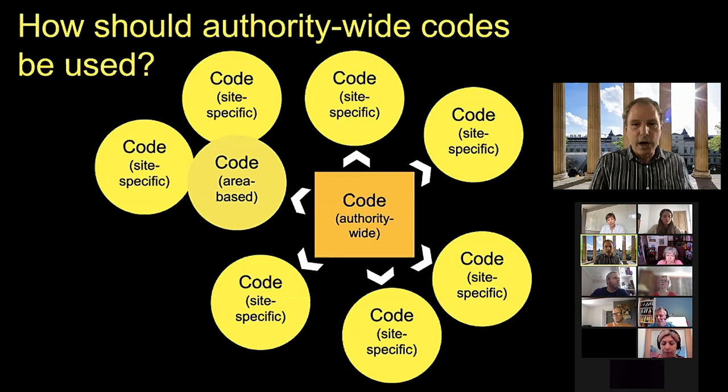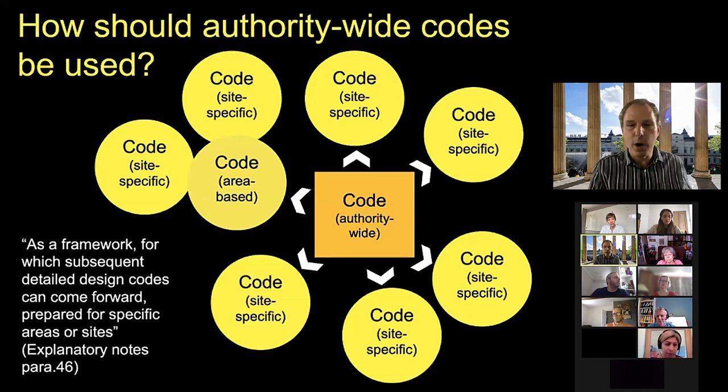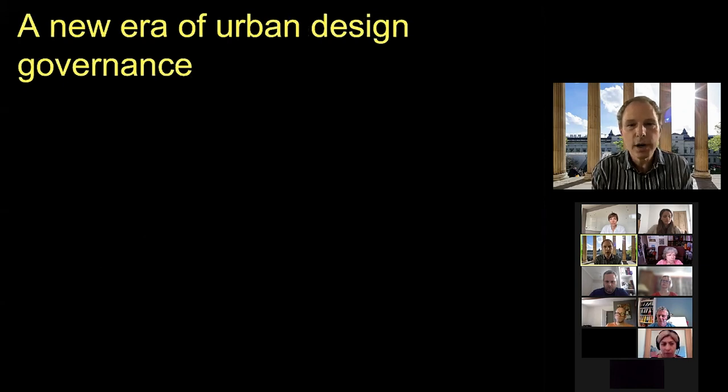The explanatory notes to the new bill confirm that authority-wide codes can act as a framework for which subsequent detailed design codes can come forward, prepared for specific areas or sites. And this should be made explicit by authorities when drafting their own authority-wide design code by including a simple requirement that a site-specific design code be prepared for every major housing application, building on and delivering the provisions in the authority-wide code. To conclude, the making, I think, of authority-wide design codes mandatory is a bold and welcome move.